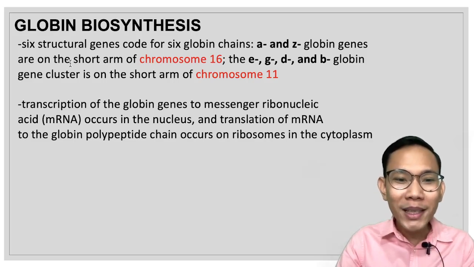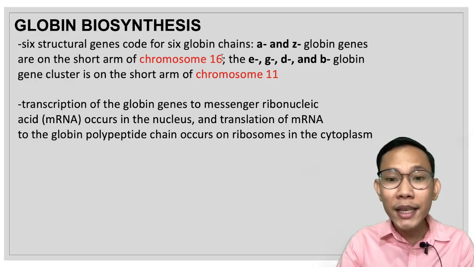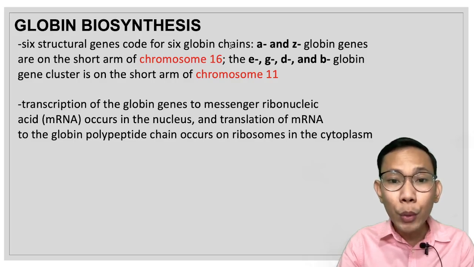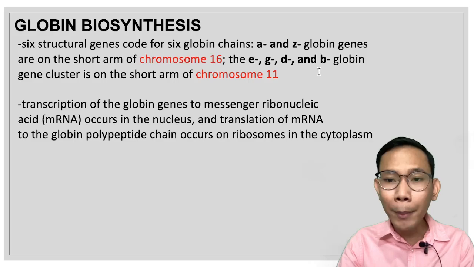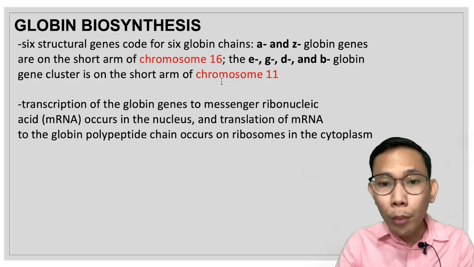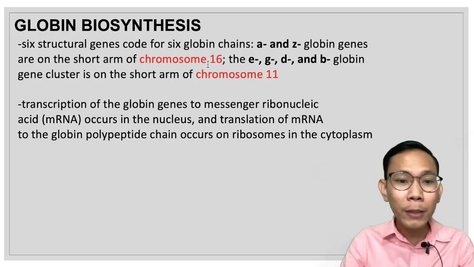So, sa ating globin synthesis, simple lang. Remember, we have 6 structural gene codes for 6 globin chains. Your alpha and your zeta globin genes are on the short arm of your chromosome 16. Remember that, chromosome 16, alpha and zeta. And the epsilon, gamma, delta, beta globin gene clusters is on the short arm of your chromosome 11. Also, remember that. So, paano nangyayari ating globin?